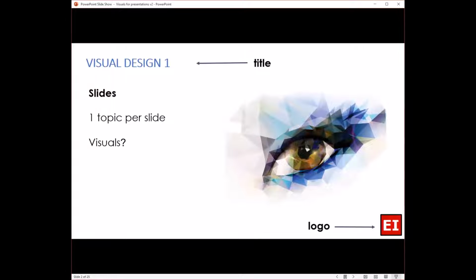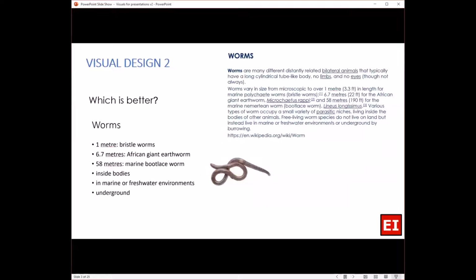Visuals, pictures, are a good idea if they add something to your message. Colors of your fonts, black and one other color is a good idea. Too many colors together gets a bit confusing. And text, how much text do you actually need on the slide? And that's a really important issue, and we're going to explore that. So, which of these two slides is better? Let's have a look at them in a bit more detail.